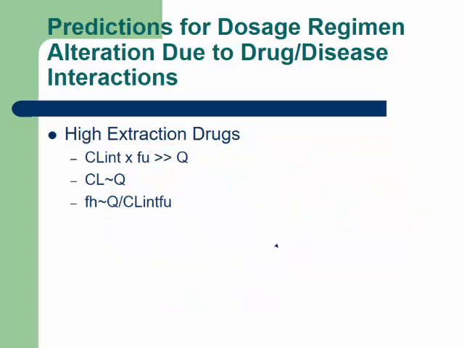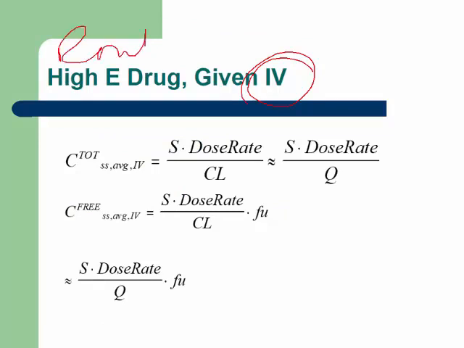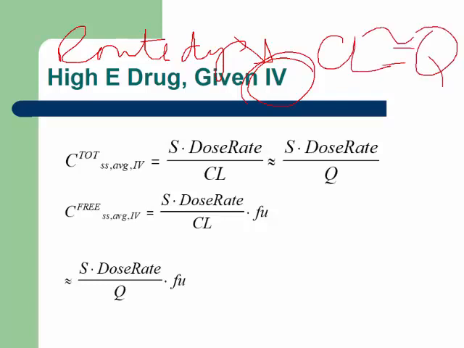So with those things in mind, as we go through, we're going to try to make our predictions on our CSS average total and our CSS average free, both given IV and PO. But this time there's going to be a difference between IV and PO because we have route dependence. It depends on whether it's given IV or PO. So recall that clearance in this case is approximated by Q, and our fraction that escapes the first pass effect is dependent upon Q over intrinsic clearance times fraction unbound.